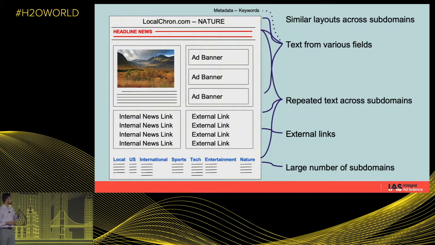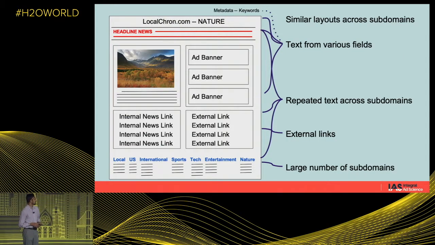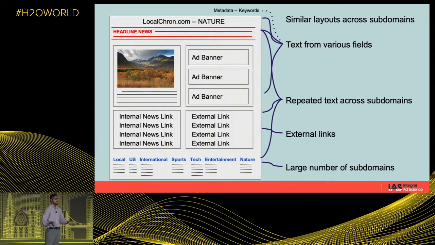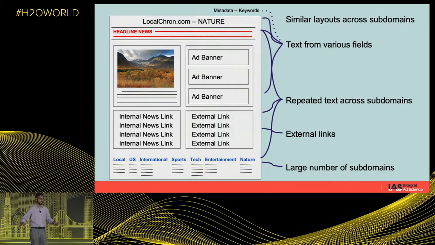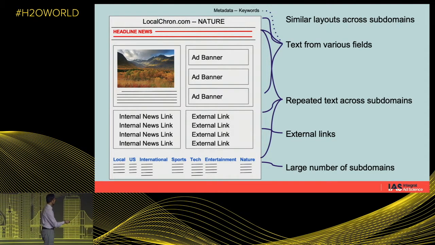So here's a real-life example of what one of those websites could look like. There we go. Localcron.com. One of the first things to notice about this is this isn't just one website. It is, but there are many, many subdomains. If you look at the bottom there, there's a lot of subdomains, and even within those, there are many, many subdomains.